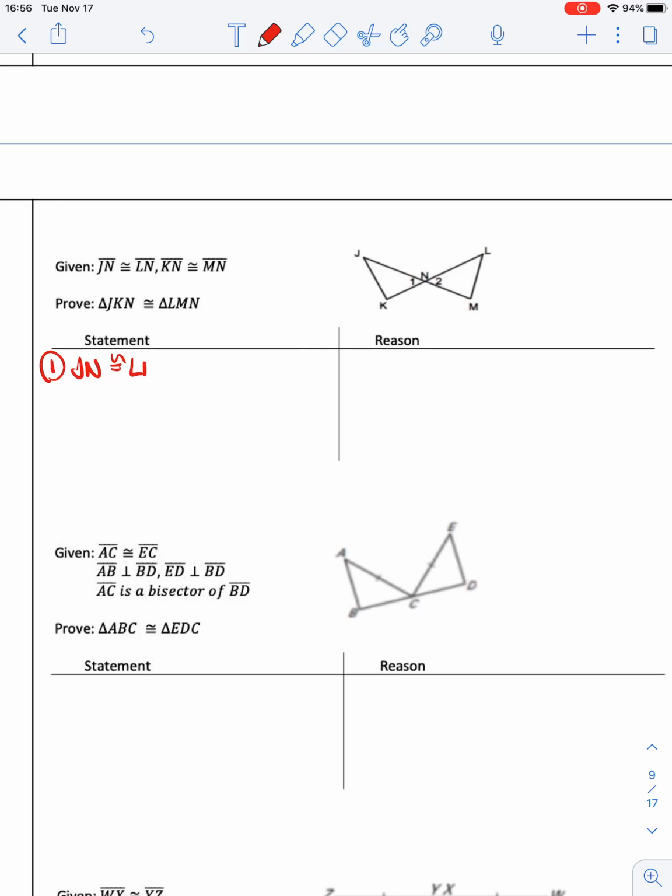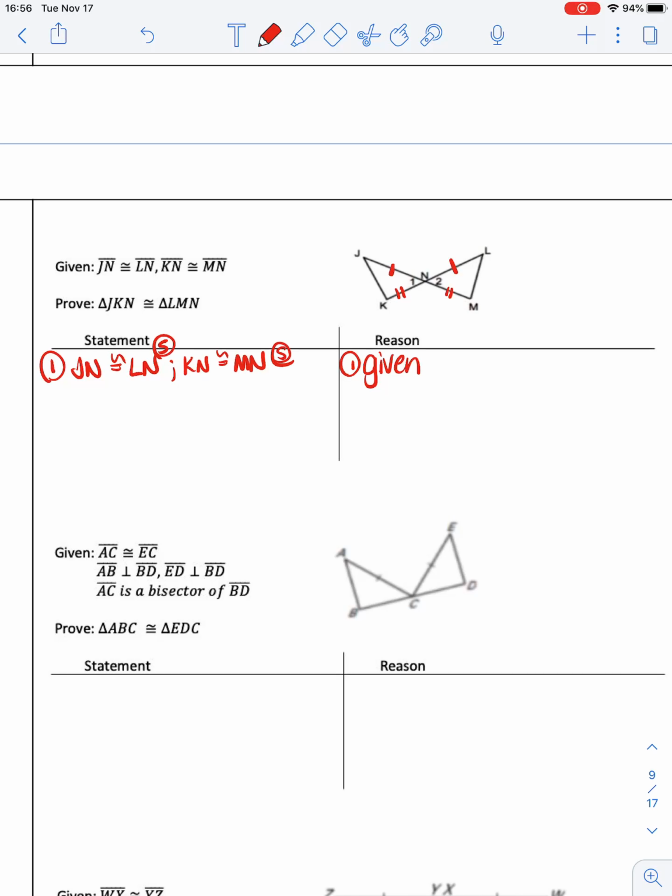Okay, so let's start. We always start with our givens. JN is congruent to LN. I'm going to go over here and mark that. JN is congruent to LN. And KN is congruent to MN. I know that because it says so. It was given. So KN is congruent to MN.